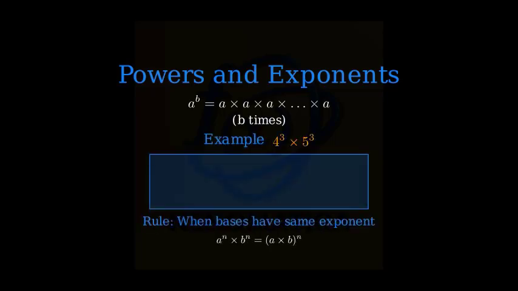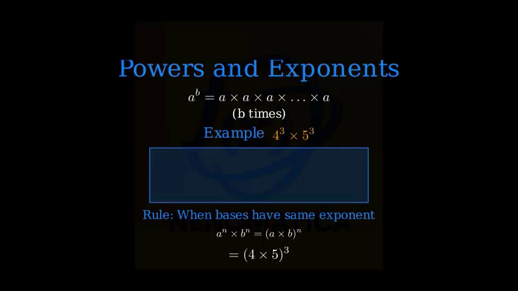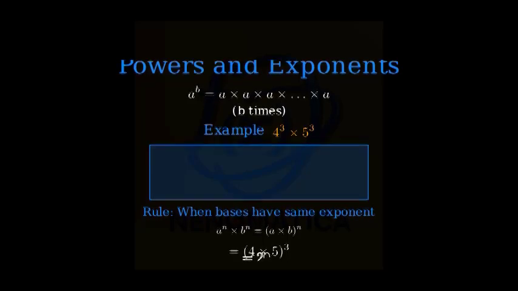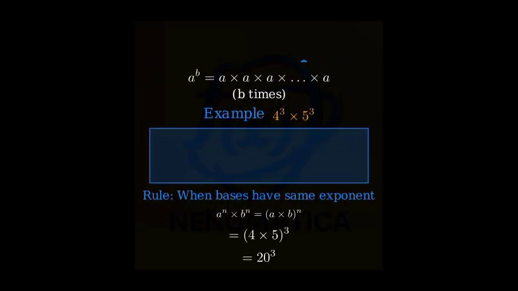According to our first step, we can rewrite this as open parentheses, 4 times 5 close parentheses cubed. This is because when we multiply expressions with the same exponents, we can group the bases and keep the exponent the same. Next, we multiply inside the parentheses to get 20 cubed. This is the final form for this expression, which represents 20 cubed.